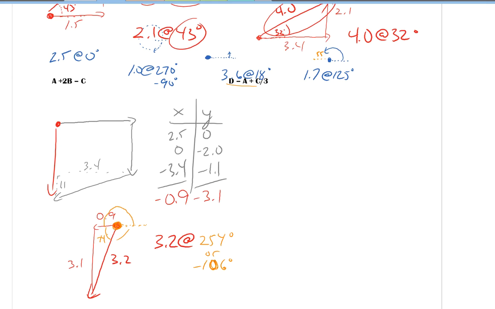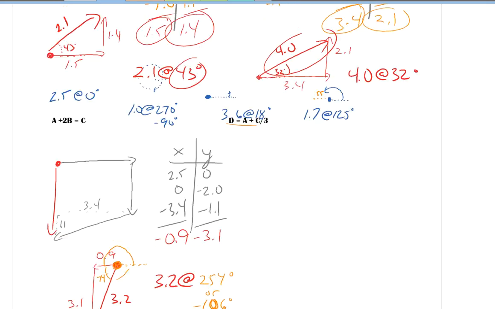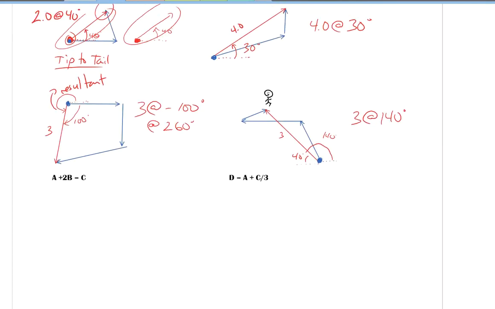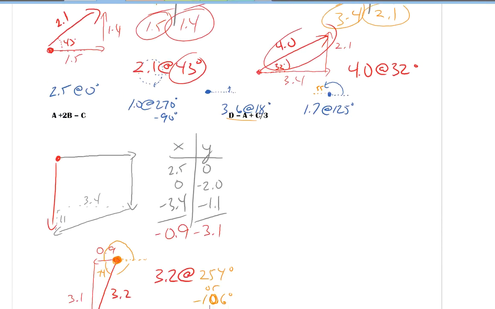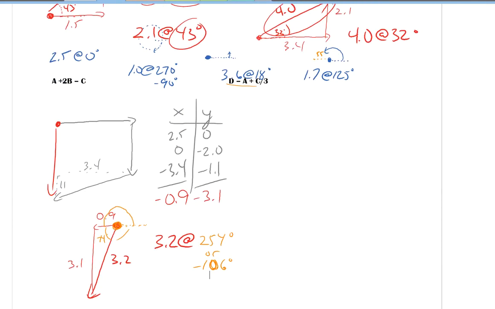Okay, and if we check our estimate from the last time we did this, here we got 3.2 at 254, and we had 3 at 260. So really, really, really close. Okay. All right, one more to go. Okay, so let's try this one.